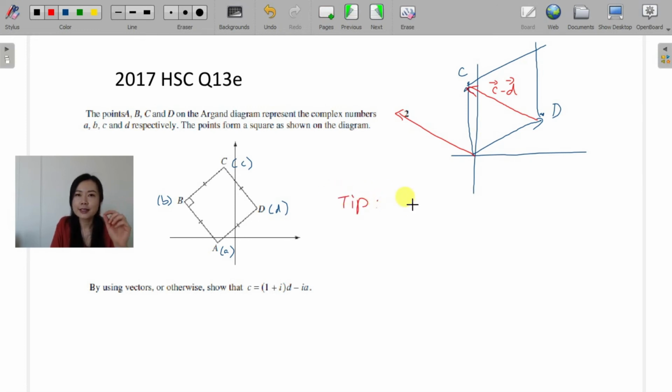If you have a vector that joins any two random points on the number plane, it's always a subtraction vector, and the subtraction vector is from wherever the arrowhead is. So in this case, C minus the tail end. Arrowhead minus tail end. That's how you know what that vector represents.